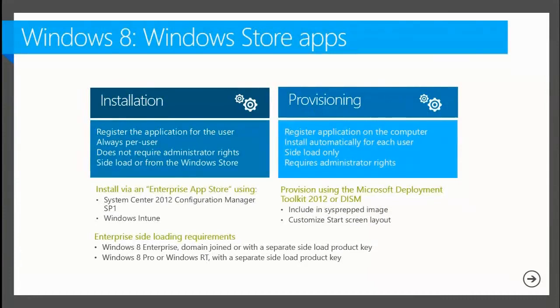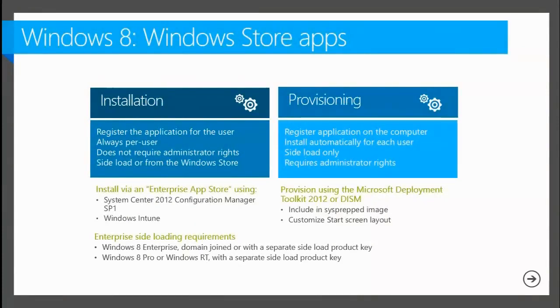So that's installation. Provisioning is a separate process. Provisioning enables you to register an app on the computer so that it automatically installs for each user on the machine. So if you wanted to put apps into your standard golden image, you can do that through this provisioning process so that they always show up for every user that logs on. Doing that provisioning does require administrator rights and does require enabling sideloading.